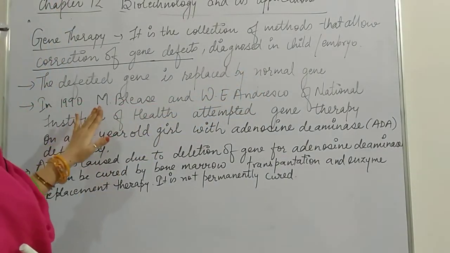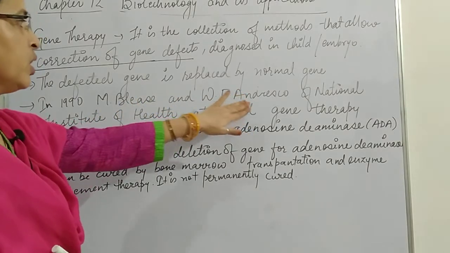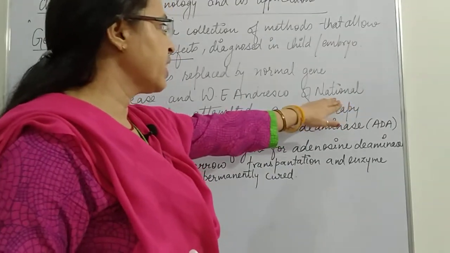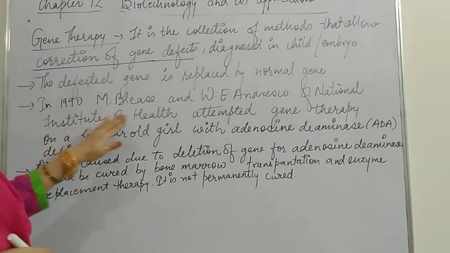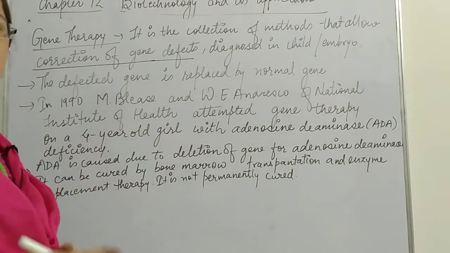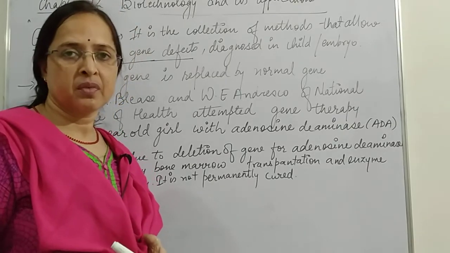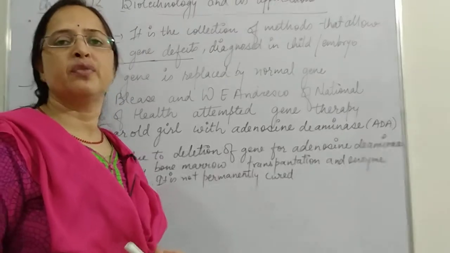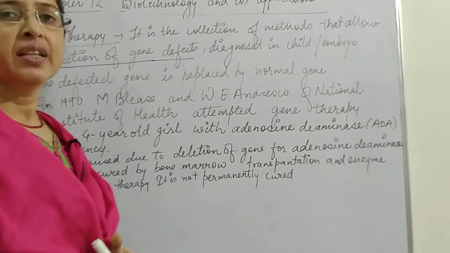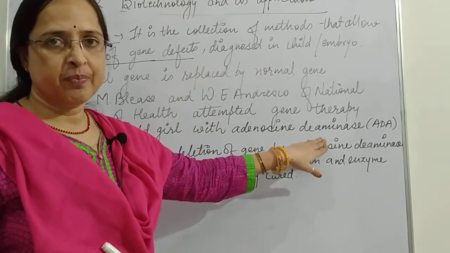In 1990, M. Blease and W. E. Andrescu, these two working in the National Institute of Health, attempted gene therapy for the first time in a girl of 4 years who was suffering from a deficiency of the ADA enzyme, that is adenosine deaminase enzyme.